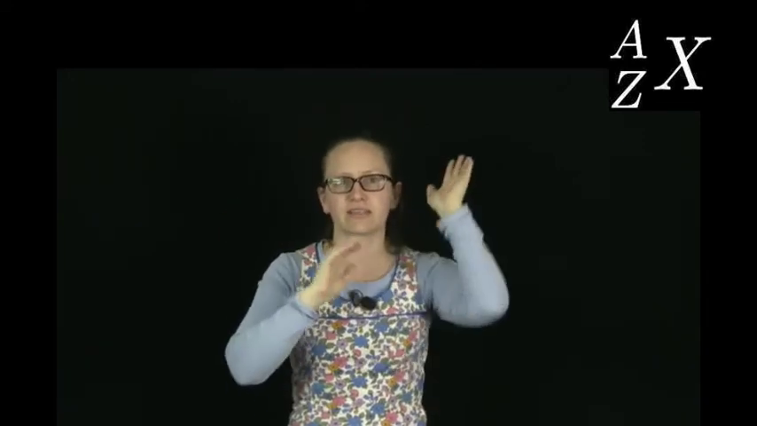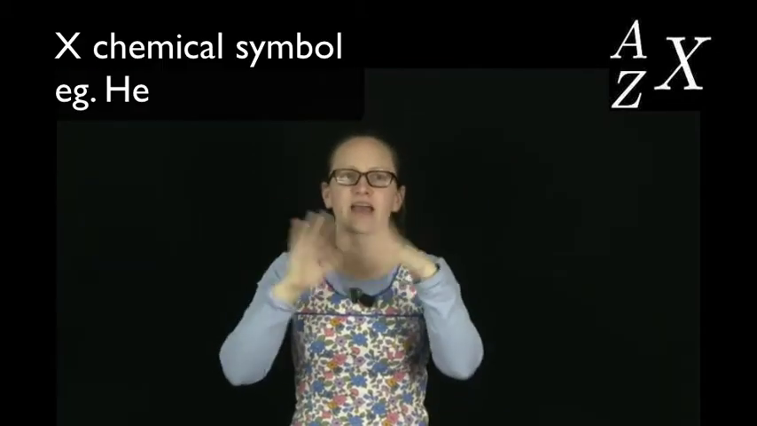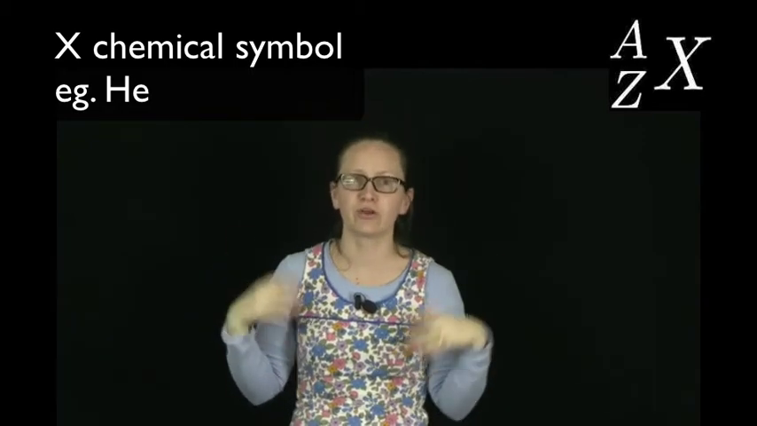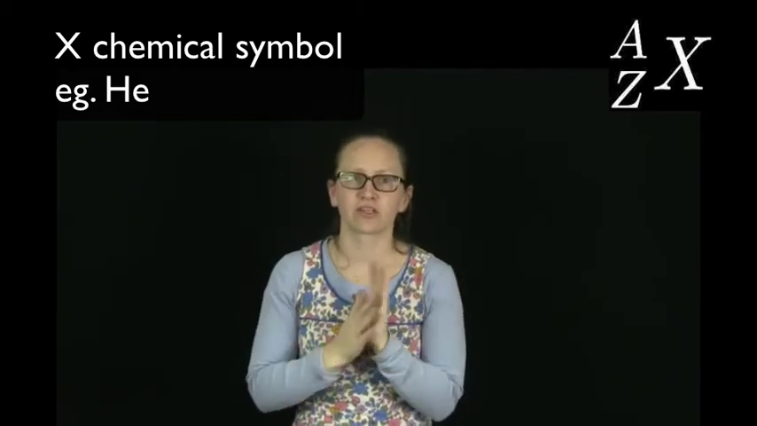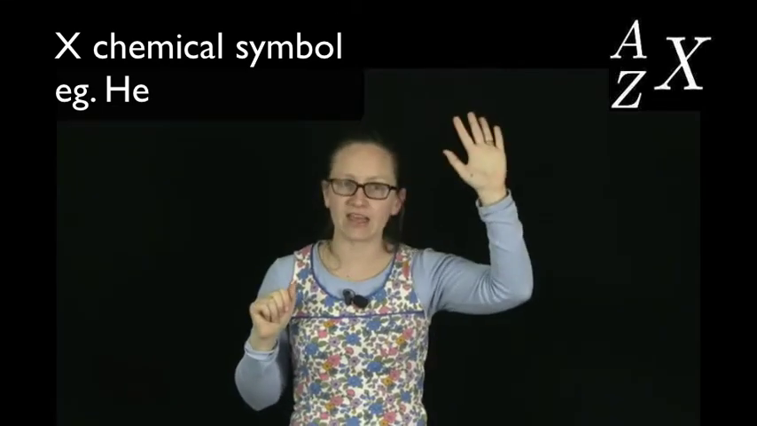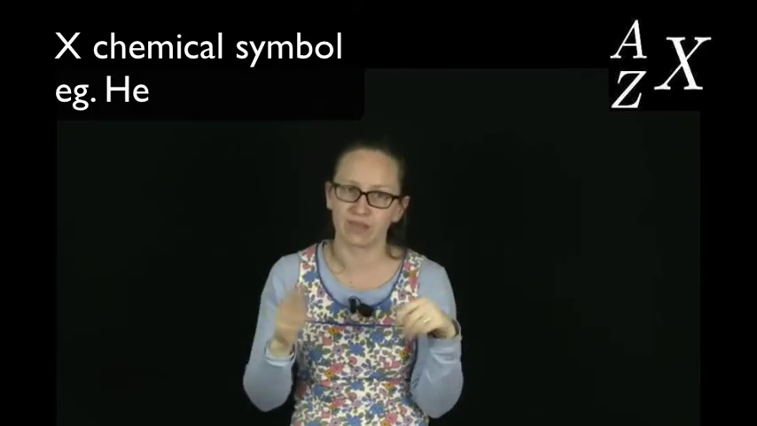So in order to represent an isotope, we need to have a symbol. So what we use is this symbol up here. Now, the X stands for the symbol which we can look up on the periodic table to represent that element. So, for example, with helium, we replace the X with an HE, a capital HE, and that stands for helium.